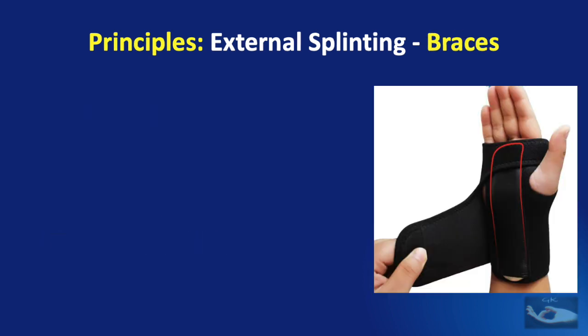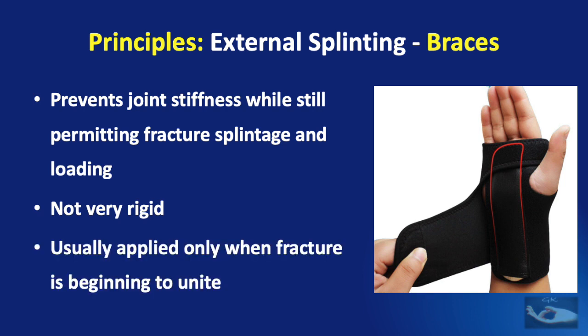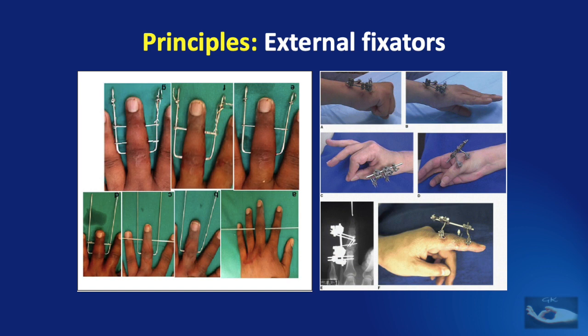Finally, a word about the use of braces as external splinting. These braces prevent joint stiffness while still permitting fracture splintage and loading. They are not very rigid, so they are usually applied only when the fracture is beginning to unite. Next, we shall consider the use of external fixators.